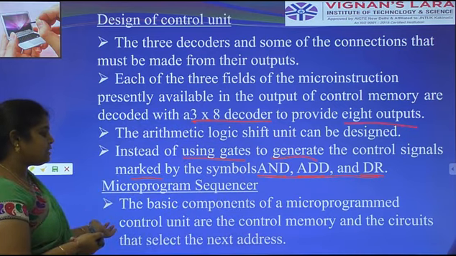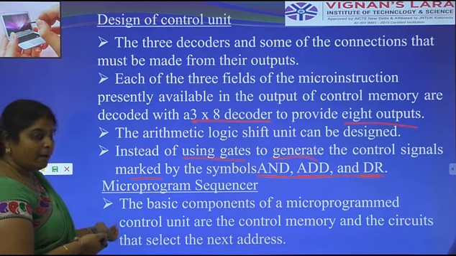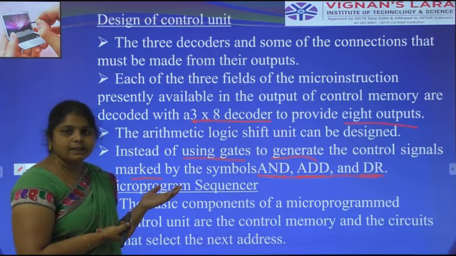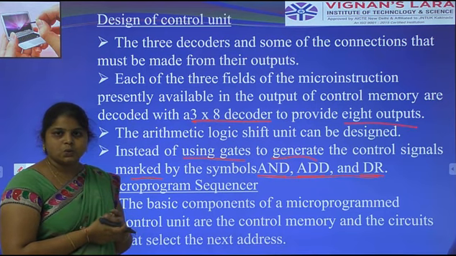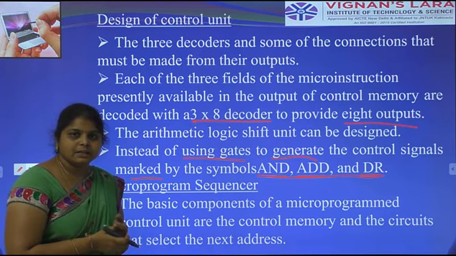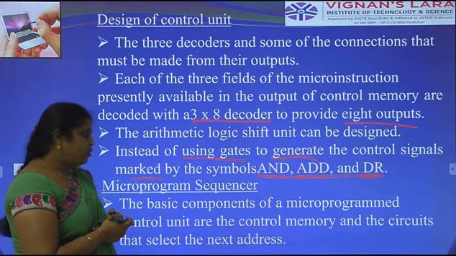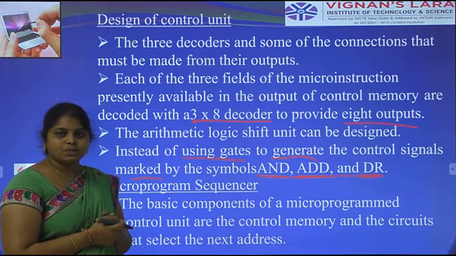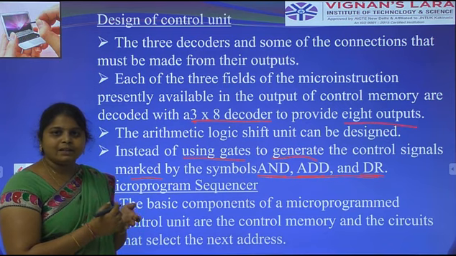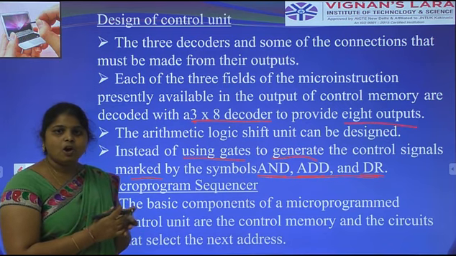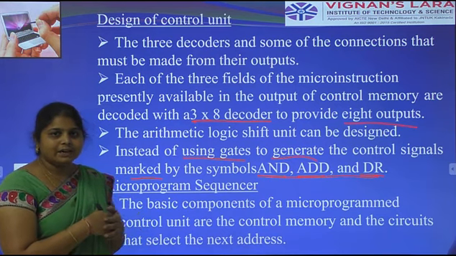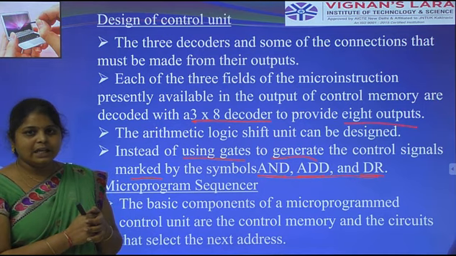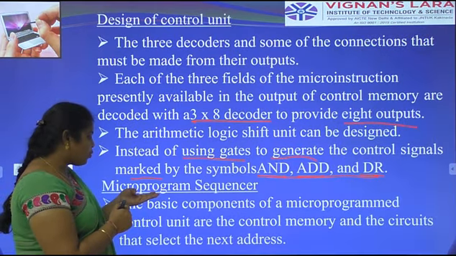The basic components of microprogram control are the control memory and the circuit that selects the next instruction. We already discussed it in the microprogram control topic. The next address generator is also known as a sequencer. What is the sequencer? The sequencer transfers the micro instructions to the next one automatically. Whenever the CPU executes an instruction, it automatically transfers the information, or executes the next address generator, with the help of the sequencer. This is known as a microprogram sequencer.